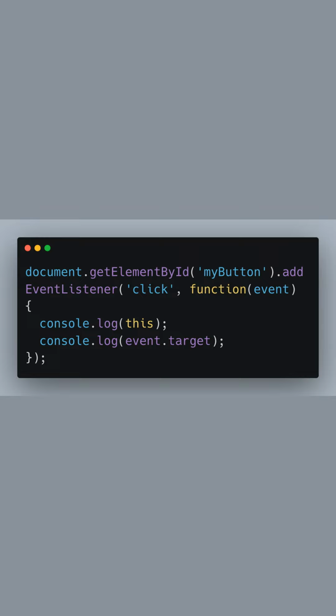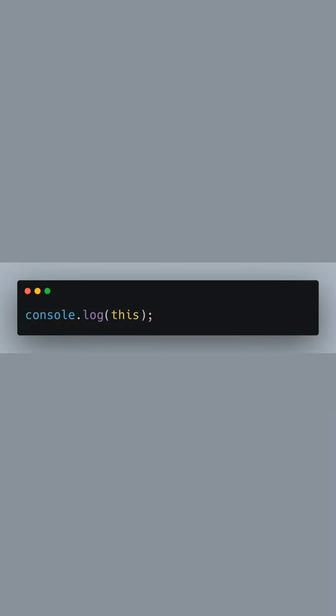To understand the difference between this and event.target, let's modify our event listener function. We'll add a parameter event and log both this and event.target to the console. The event object contains information about the event, including which element it happened on. Logging this to the console will show us the button element. This, in the context of an event handler function, directly refers to the element the event was attached to, regardless of where the click occurred within the element.